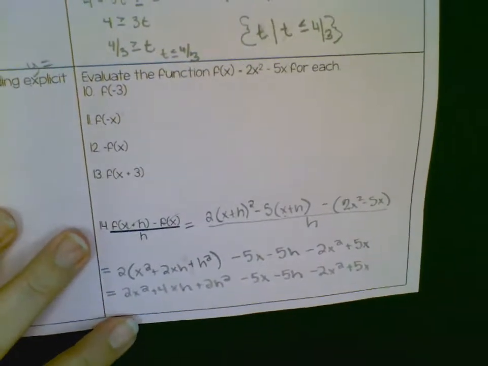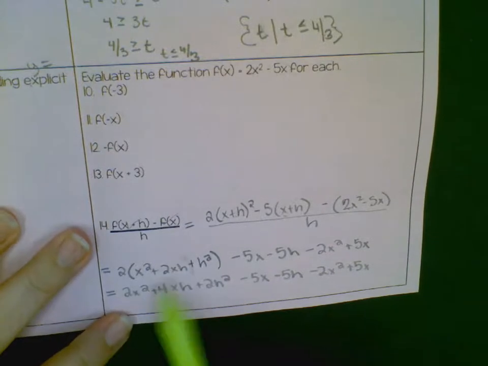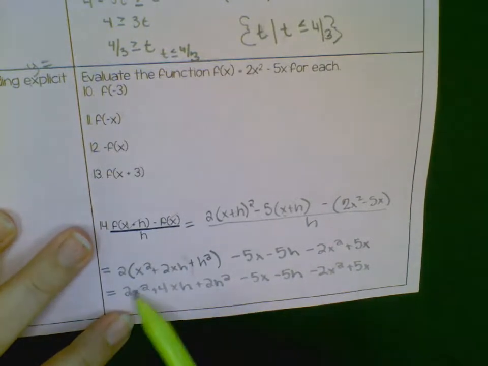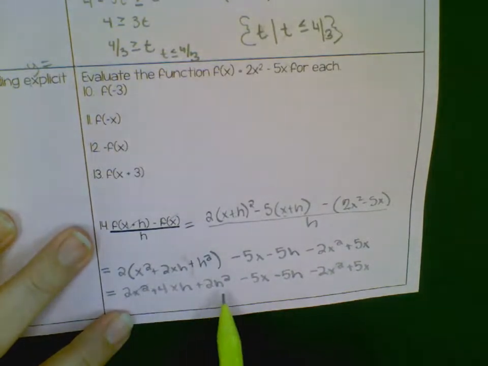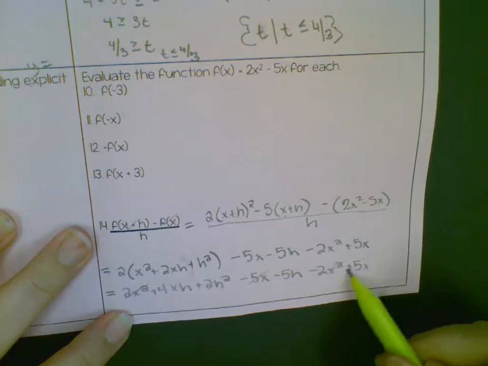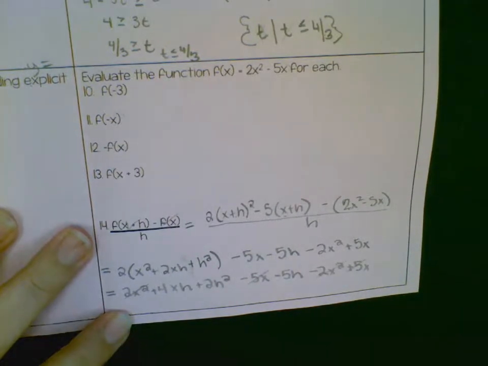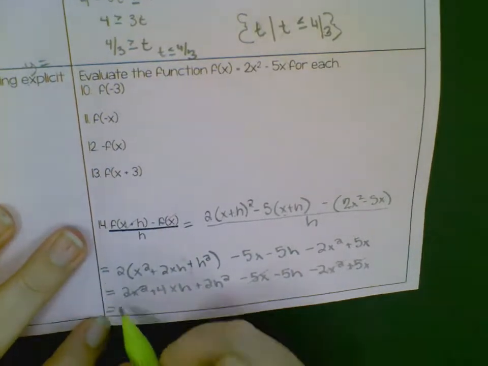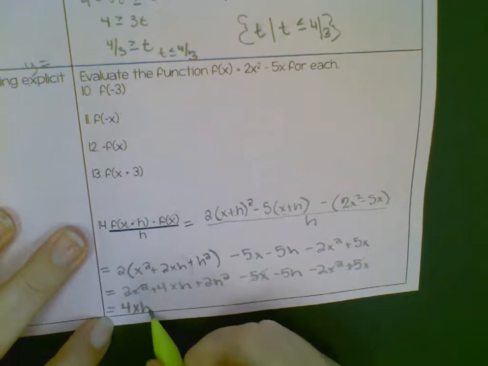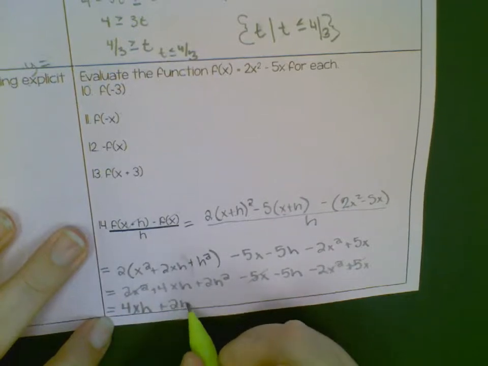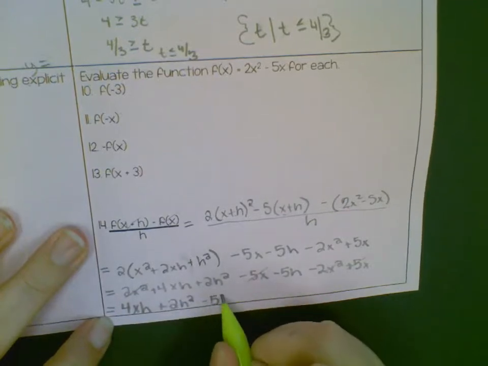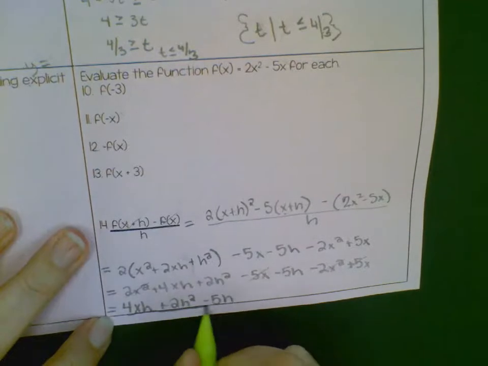So now we can combine like terms. So 2x squared minus 2x squared, those cancel. What else do we have? Minus 5x plus 5x. And that's all of our like terms. So we end up with 4xh plus 2h squared minus 5h all over h.